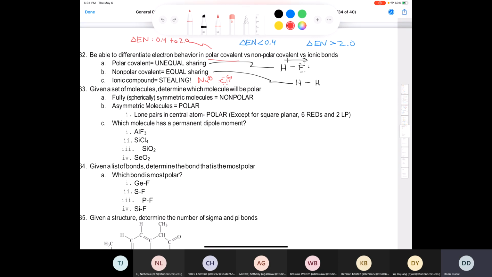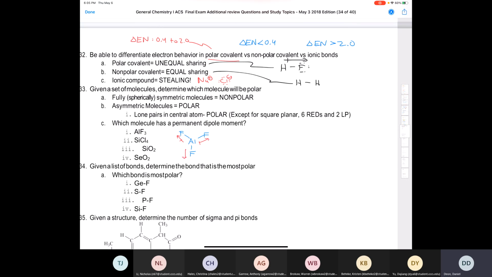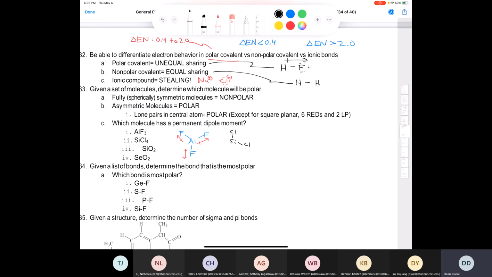Which molecule has a permanent dipole moment? Well, if you look at aluminum fluoride, AlF3, that does not have a dipole. I'm not going to draw in the lone pairs, but you can see that this is trigonal planar, and there are dipoles going this way, and this way, but they're going to cancel each other out. And so that is a nonpolar molecule. If I draw silicon tetrachloride, that's perfectly tetrahedral. All of the dipoles are going to cancel in silicon tetrachloride.